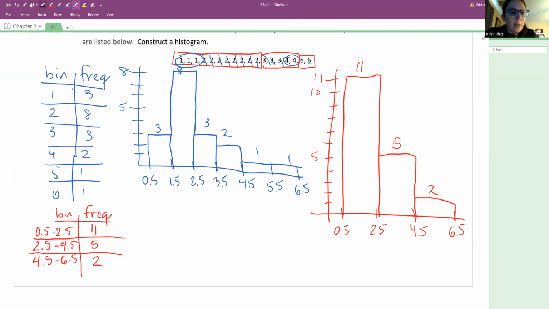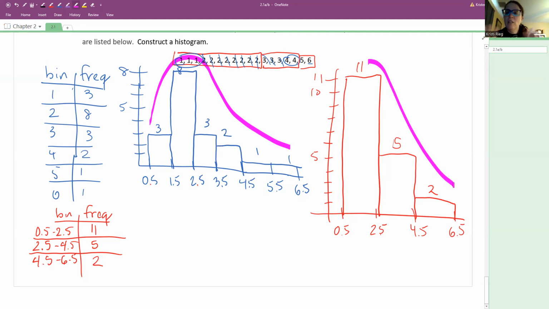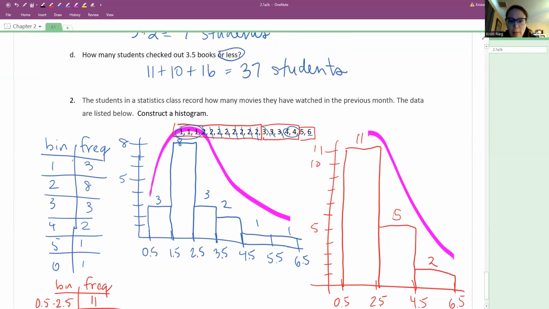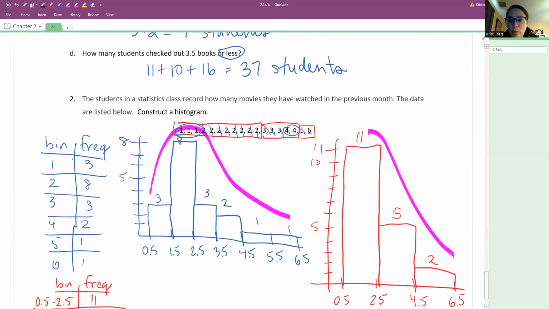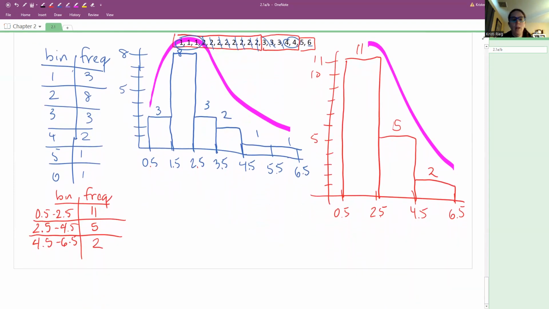Let's see, I'll get purple. The shape on this first one, it starts low and then it goes high and then it goes down. The second one just starts high and then it goes down. So there's a little different shape that happens with the different bins. So depending on the problem, you might need to have a certain bin width to make more sense within that problem. In this example, we were talking about how many movies people watched in a month. So we might want to be more specific and do 1 movie compared to 2 movies and show that difference.